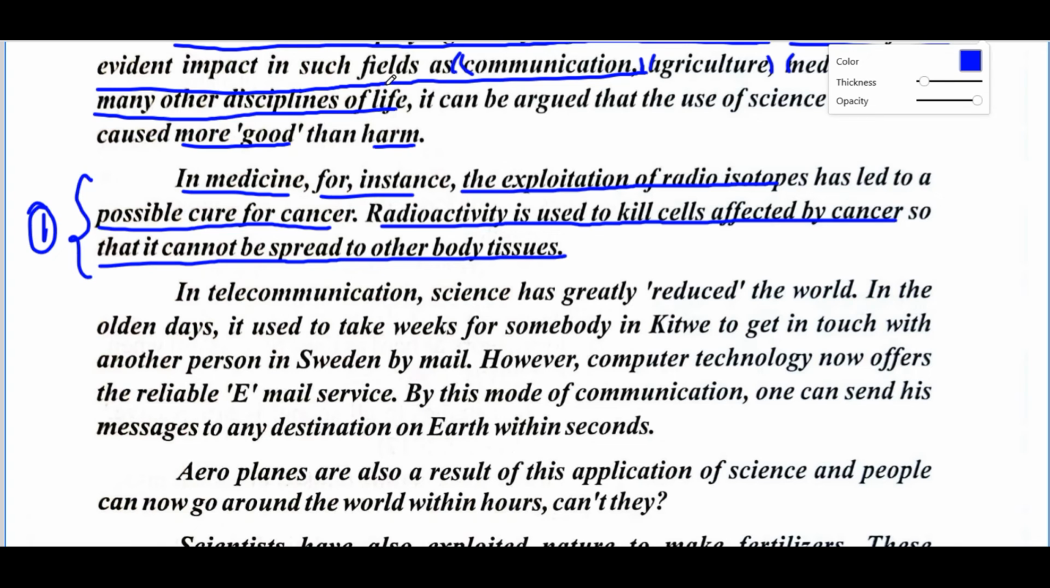In telecommunication, science has greatly reduced the world. This simply means that because of science, we are able to come up with one community. For example, we can have a live lesson with people in different areas, maybe different countries, at once. It is because of science that people of different races and countries come together as one through communication. I'm able to communicate with someone who is maybe abroad, overseas, because of science.